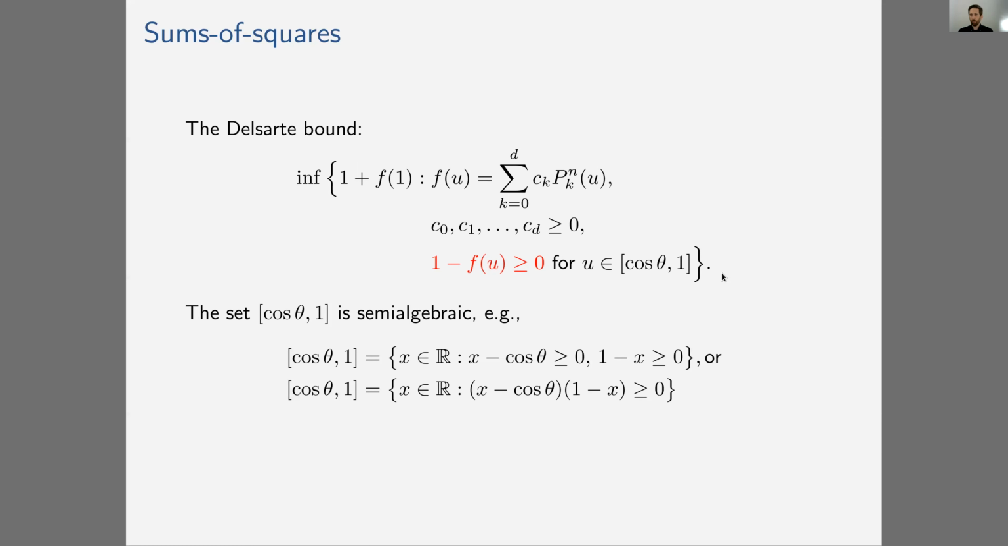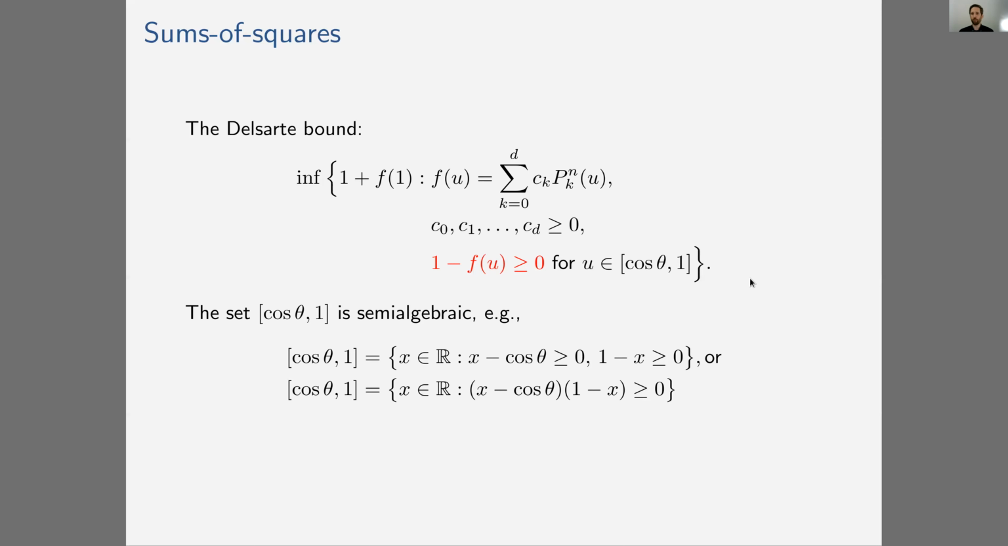So this interval is semi-algebraic. There are 2 obvious ways of writing it. You could say it's the set of all x such that x minus cosine theta is non-negative and 1 minus x is non-negative. Or you can say that this product is non-negative, that's the same. And then we can use Putinar's theorem, right? We can write this using a truncated quadratic module.